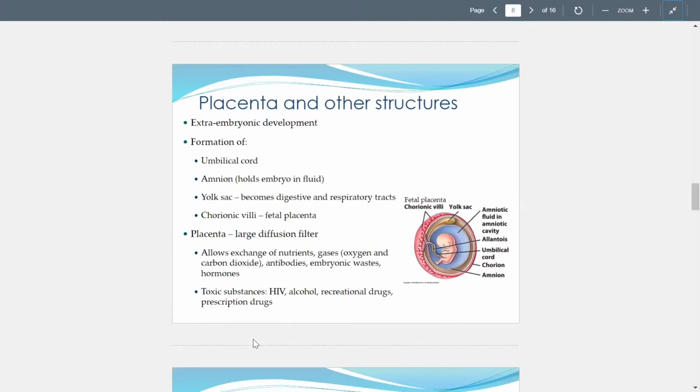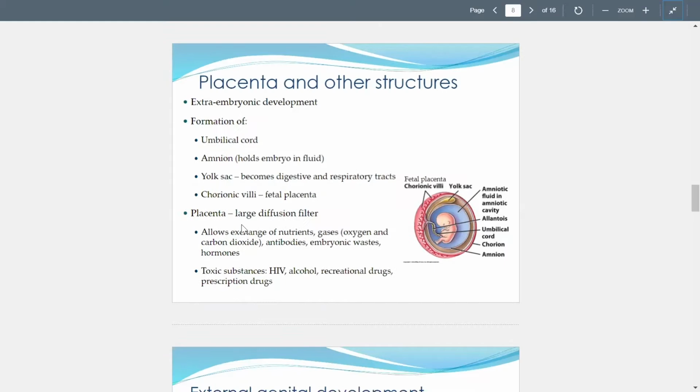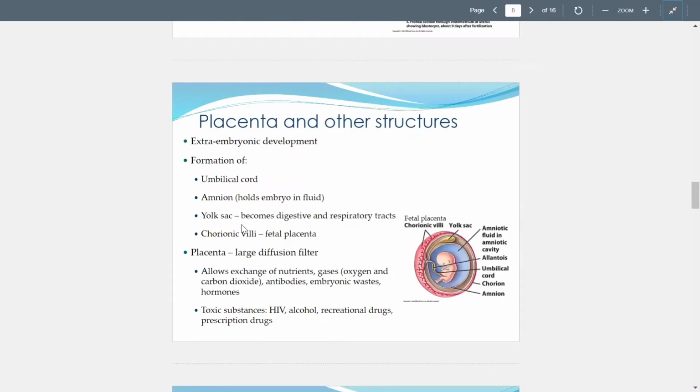I would say for this slide, the formation, it has all of those features, the structures. Get yourself familiarized with those and what they do, because that could be matching as well. Like what does the yolk sac do? What does the amnion sac do? What does the umbilical cord do? And stuff like that.